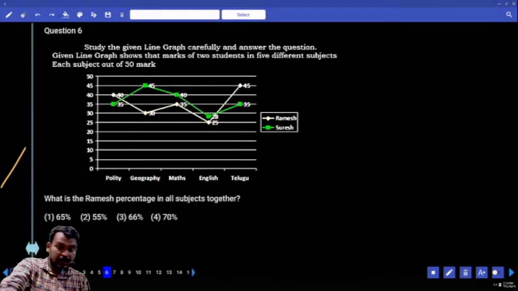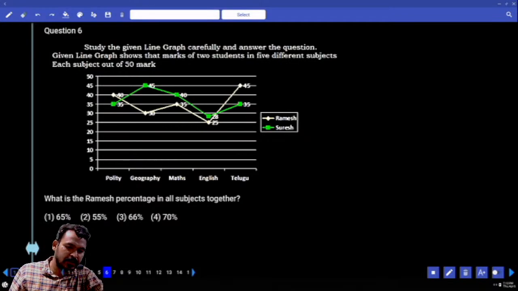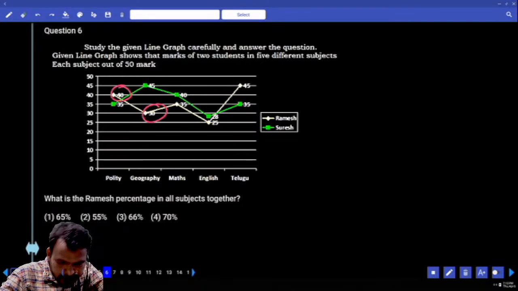What is Ramesh's percentage in all the subjects, sir? And are all given in marks or percentage? Marks. What are Ramesh's marks in the first subject? 40. Second subject 50.